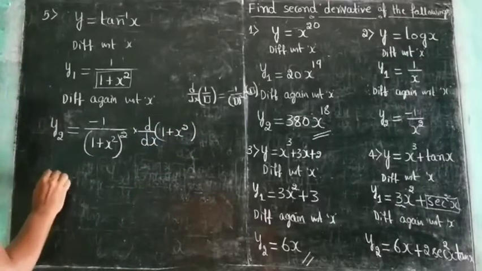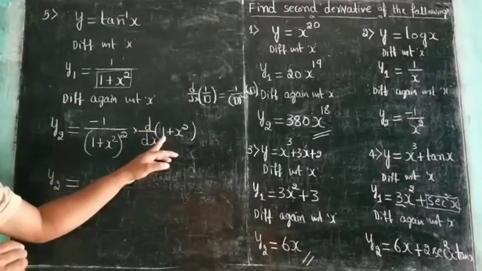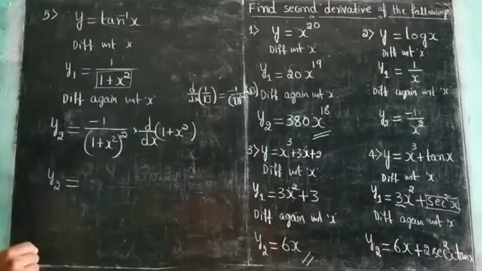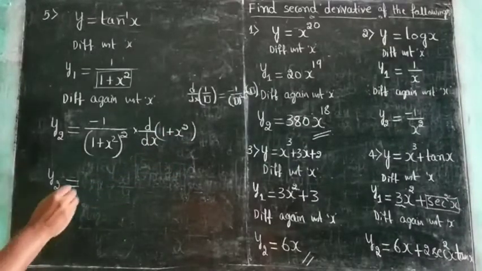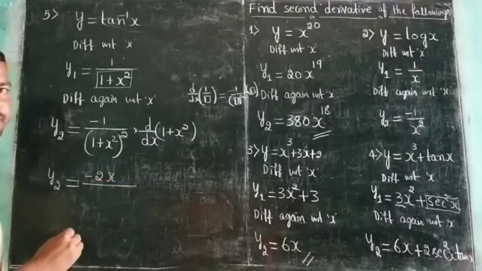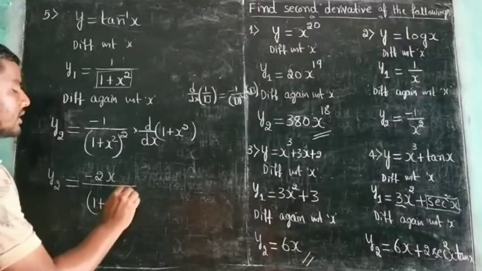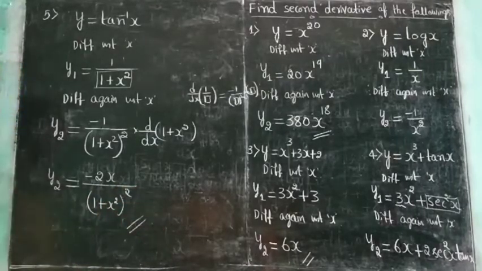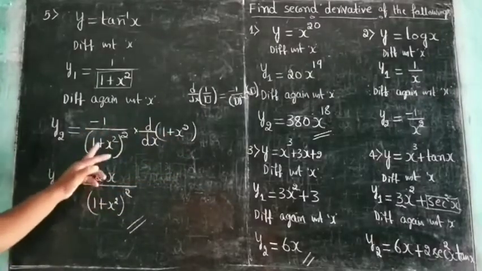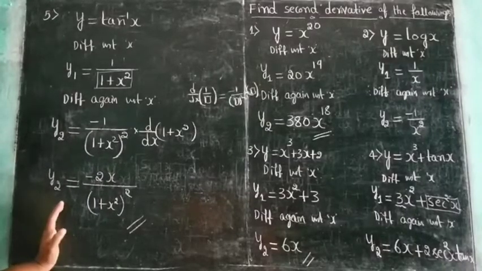Finally, y2 is equal to, what is the derivative of 1? 0. Plus the derivative of x square, 2x. 0 plus 2x, 2x, 2x into minus 1, minus 2x, whole divided by 1 plus x square whole square. Minus 2x divided by 1 plus x square whole square is the final answer.